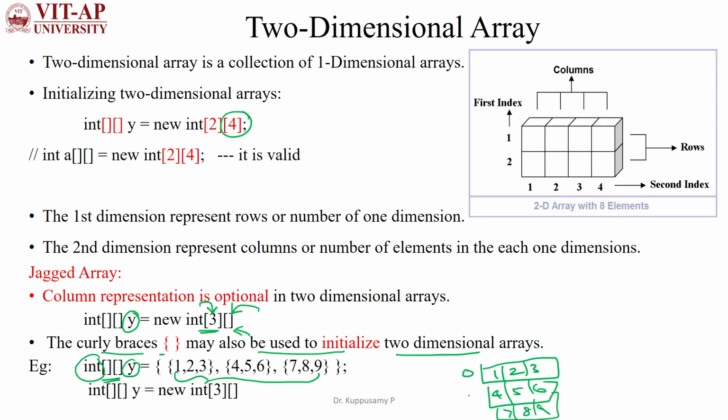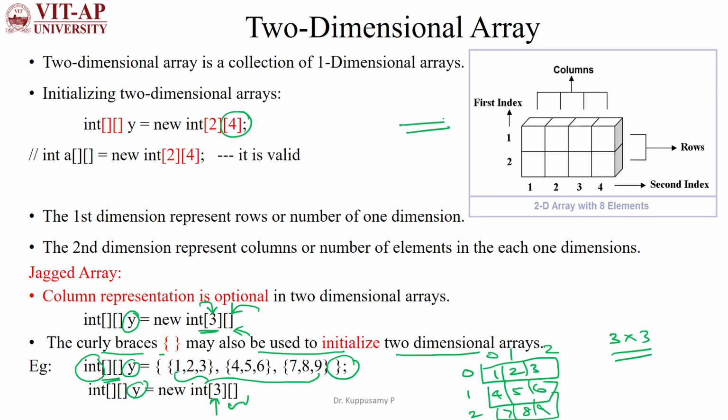So here zeroth one dimensional array, first one dimensional array, second one dimensional array, zeroth column, first column, second column. So at the outset we got a 3 by 3 matrix, a 3 by 3 two dimensional array. So that's what, here we can assign the elements into the two dimensional array by using curly braces. So this is equivalent to y equal to new integer, here 3 is the number of rows, here the number of columns is optional.